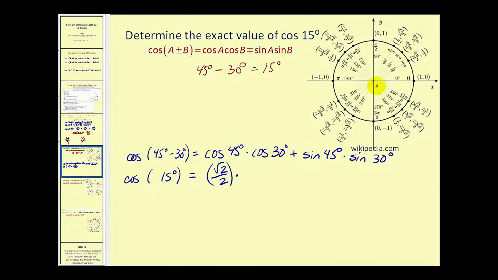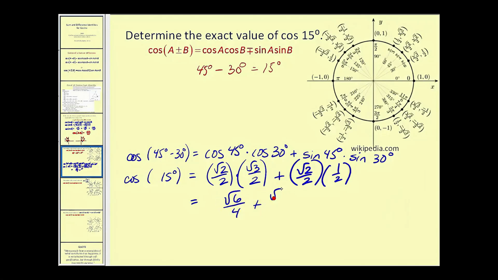Well, here's 30 degrees, so our x-coordinate is square root 3/2 plus sine of 45 degrees, which is also square root 2 over 2, and the sine of 30 would be equal to the y-coordinate, or 1/2. So here we have square root 6 over 4 plus square root 2 over 4. So now we know the cosine of 15 degrees is exactly equal to the square root of 6 plus the square root of 2 divided by 4.